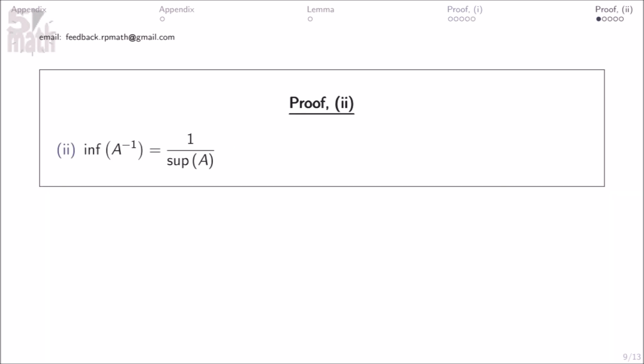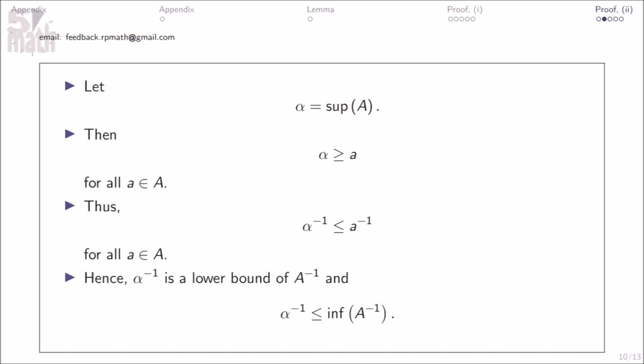Proof 2. Infimum big inverse equals 1 over supremum big. Let alpha be supremum of big, then alpha is greater than or equal to A for all A in big. Thus, alpha inverse is less than or equal to A inverse for all A in big. Hence, alpha inverse is a lower bound of big inverse, and alpha inverse is less than or equal to infimum big inverse.